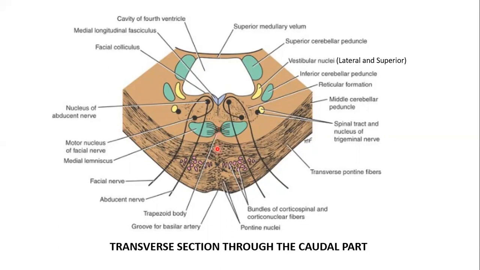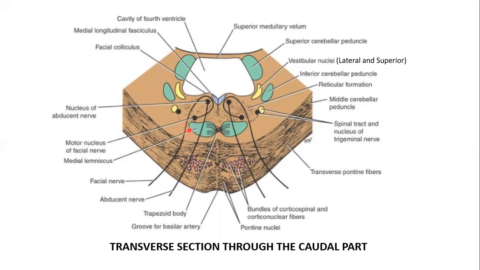Anterior to this is the base, and the trapezoid body is lying in the most anterior part of the tegmentum. This is all tegmentum, and lateral to the trapezoid body is the medial lemniscus. If you remember, the medial lemniscus in the medulla oblongata was vertical. Here it rotates and lies horizontally.